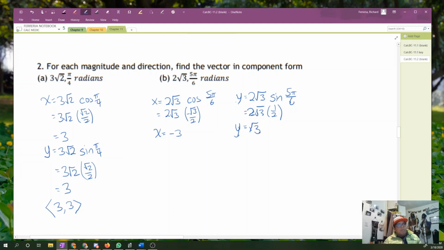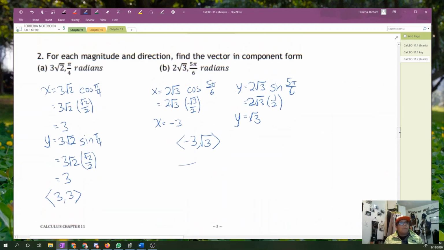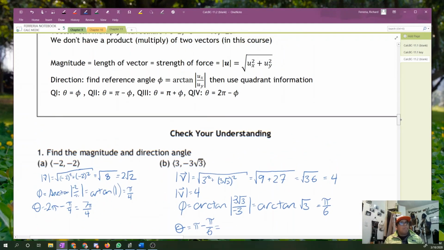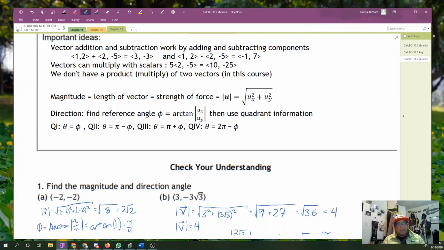So in component form, if my stylus stays alive long enough, and it doesn't. Okay, and finishing this up then, in component form you have negative 3 and radical 3. There we go in component form. That's it for now. Let's put it up here. I'll get you that extra little bit.